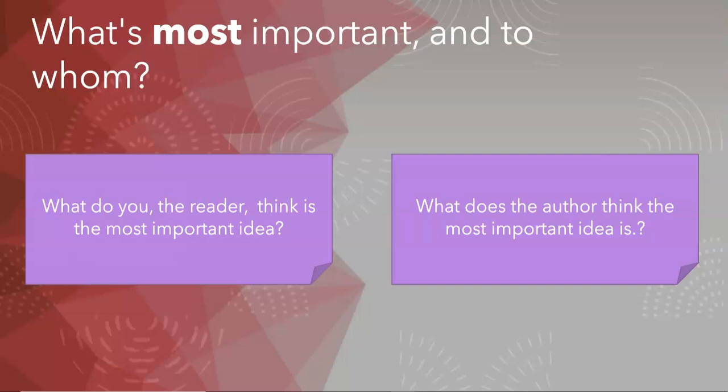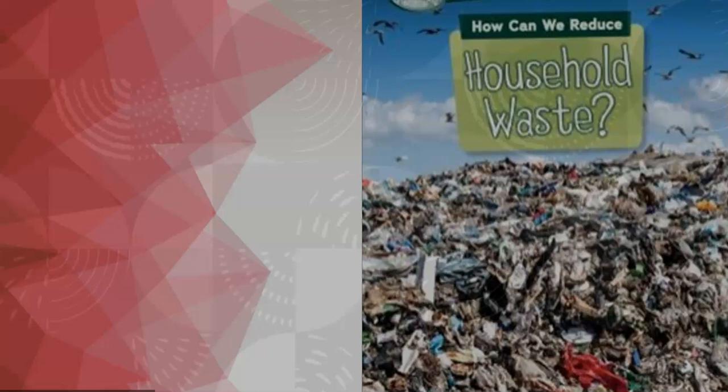And so we're going to look at an example from a book we've seen numerous times recently, and then we're going to tear this strategy apart and really go step by step on what this entails. To do that, we're going to go over to Epic. We're going to take a gander at Chapter 3 from How Can We Reduce Household Waste? And we're going to really dive in and see how the strategy shakes out.